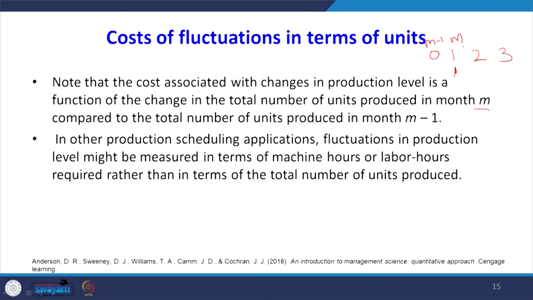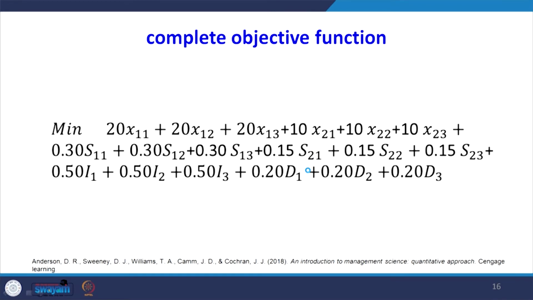In other production scheduling applications, fluctuation in production level might be measured in terms of machine hours or labor hours required rather than in terms of total number of units produced. Now, we are considering the change in production level only in terms of number. It is not necessary, sometimes we can consider change in machine hours, change in labor hours.